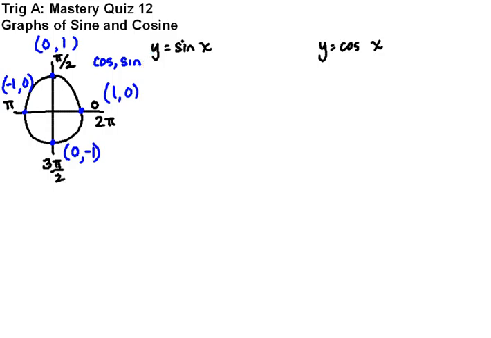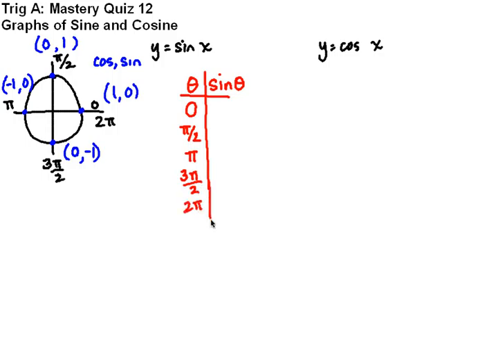I'm going to make a table in, let's do red, for the sines. First, I'm going to put the angle, and then I'm going to put the sine of that angle over there. My first angle was 0. My second angle is pi over 2. My third angle is pi. My fourth angle is 3 pi over 2, and then I come back around to 2 pi.